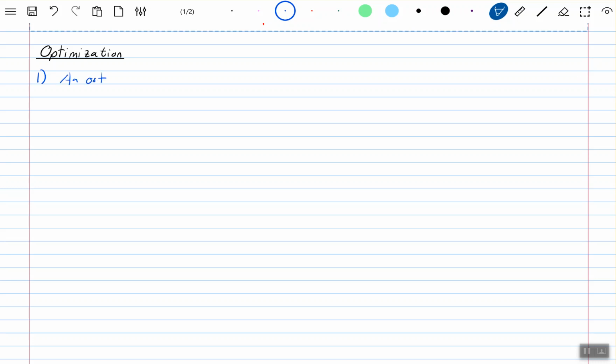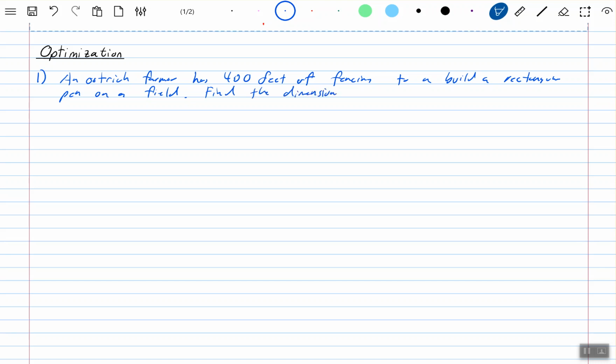An ostrich farmer has 400 feet of fencing to build a rectangular pen on a field. Very common type of optimization problem. And we want to find the dimensions of the fenced plot that maximize the area.